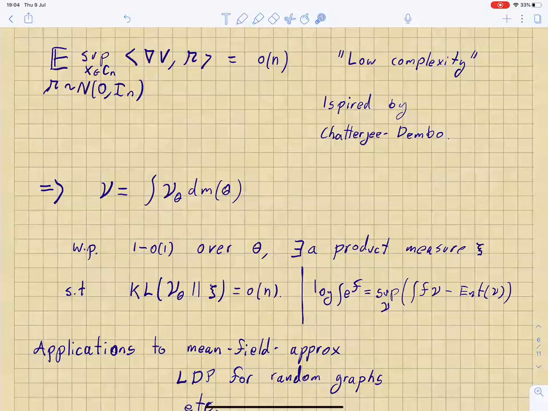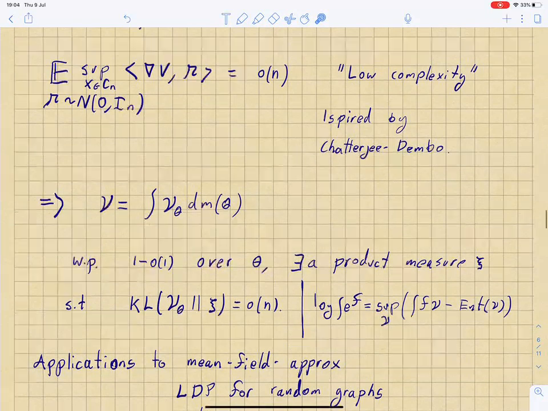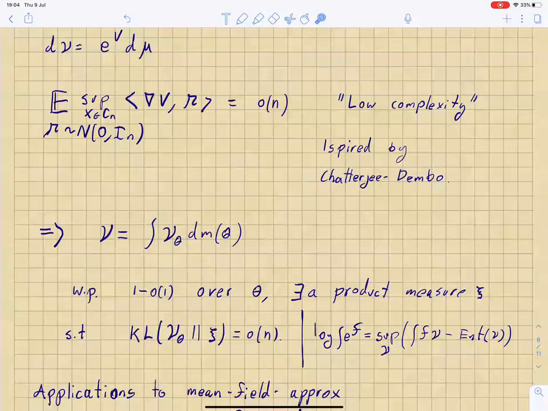And the point is, if you have such a decomposition, then you know that you can basically replace this supremum by a supremum that only considers product measures. Okay, so this is something that Chatterjee and Dembo originally did in their paper. And this result just gives a slightly stronger result in terms of the conditions you have to verify, so that here you will only need to consider product measures. Thank you.